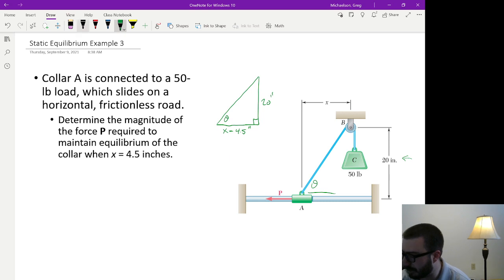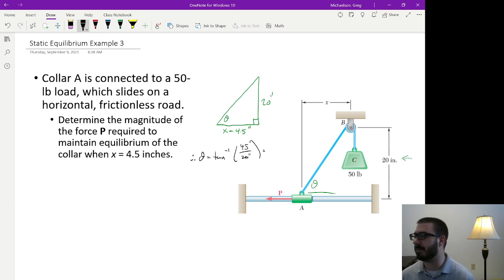So before we even do any free body diagrams, we can say that theta is the inverse tangent of 4.5 over 20 inches. Okay, and that should be pretty straightforward. When you chug that out, you will get, oh, no, sorry, that's backwards. Opposite over adjacent. I'm sure somebody who's watching this on YouTube was like, oh, no, that's wrong. All right, so this is 77.32 degrees.